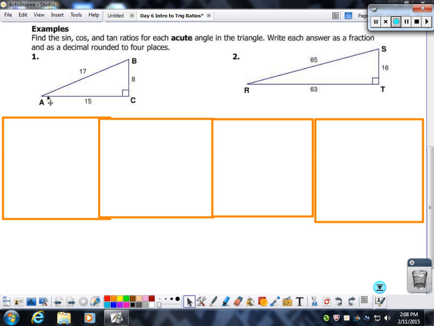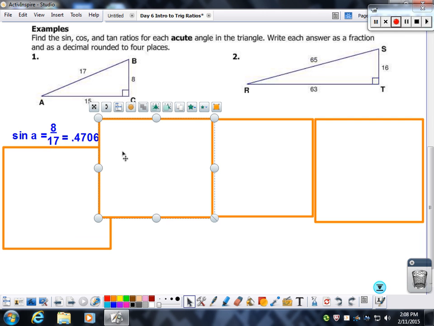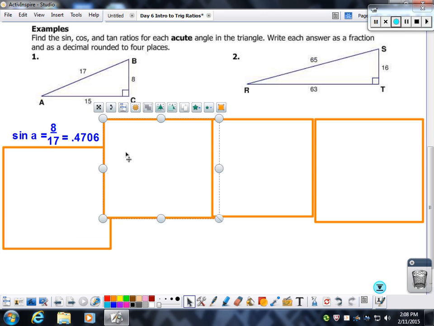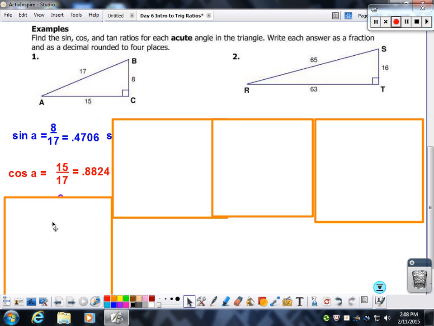If we're talking about the sine ratio, sine is going to be the opposite side over the hypotenuse. So the sine of angle A would be 8 over 17, which as a decimal is 0.4706. The cosine of angle A, standing at angle A, would be the adjacent side over the hypotenuse, which would be 15 over 17, or 0.8824. And then the tangent of angle A, the opposite side over the adjacent side, would be written as 8 over 15, or to 4 decimal places, 0.5333.